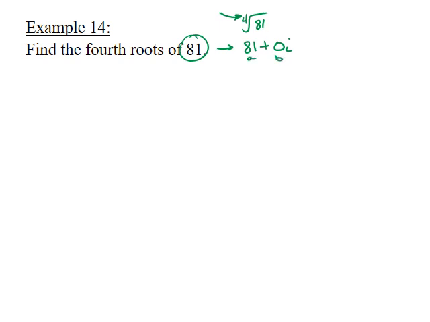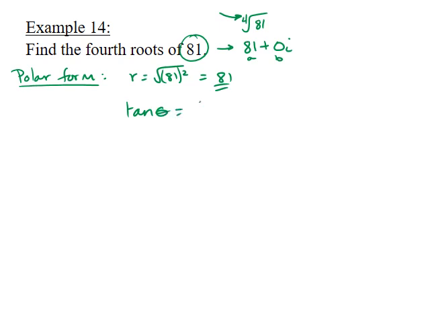But if I want to write this in polar form, because polar form is required for that formula on the previous slide, I need to find r and I need to find theta. Well, in this case, it shouldn't be too difficult. R is the square root of 81 squared, which is 81. Theta is found by taking the tangent of theta equals B over A. Tangent of theta is equal to 0 divided by 81, which is 0. Tangent of theta is equal to 0 when theta is equal to 0.